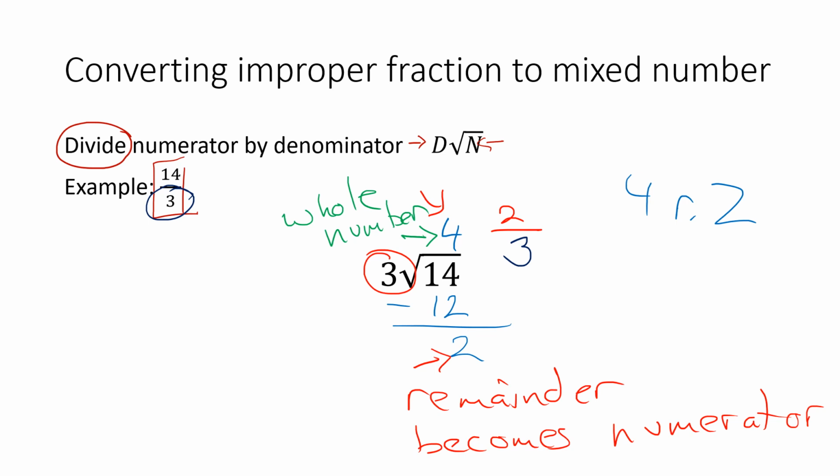So that's how we're going to put our answer together. The answer on the top is the whole number. The remainder, we drag up to become the numerator. And then we take a look at whatever denominator we had, and we make that denominator the bottom half of our fraction.